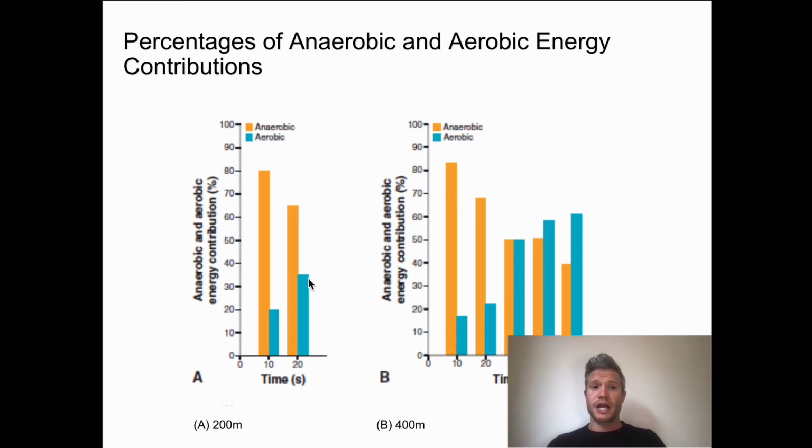Okay, so very short, high intensity. We can tell anaerobic is mostly here. So that would be your ATP-PC system and your glycolytic system.